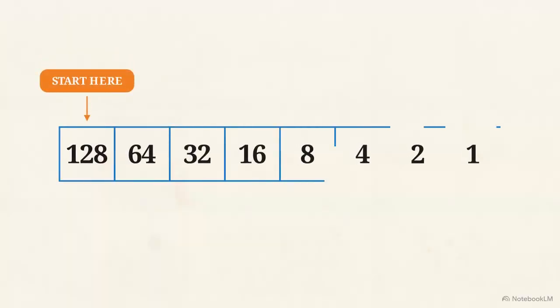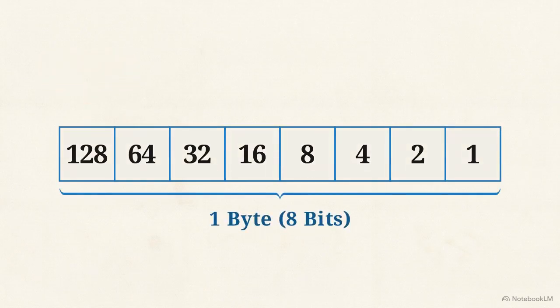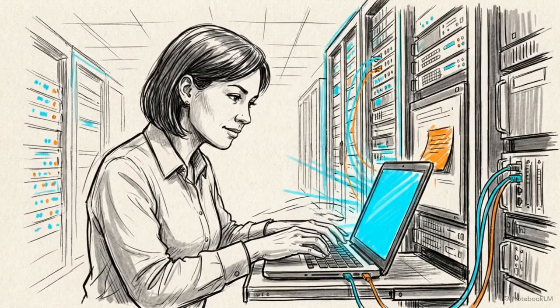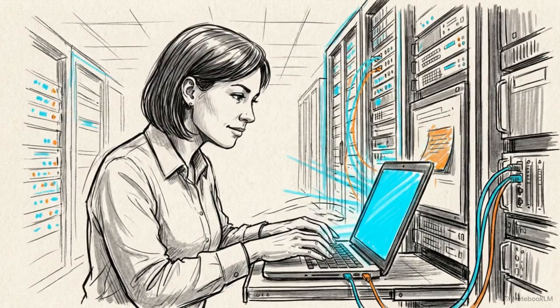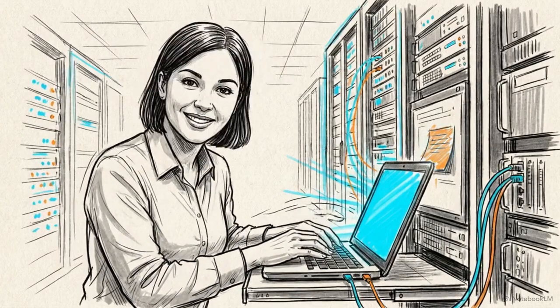In networking terms, this 8-number sequence represents exactly 1 byte, or 8 bits, of an IPv4 address. Memorizing this single sequence replaces complex math with basic addition, making manual conversions fast enough to use during live troubleshooting.